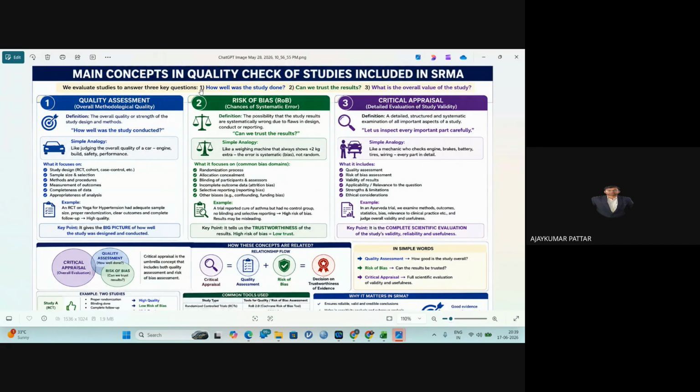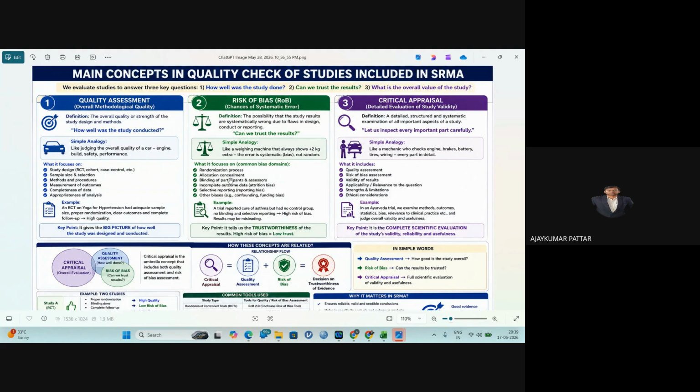So how well the study is done is quality assessment. In risk of bias, we ask whether the results they have mentioned in their papers, for example, in this particular paper, that the systolic blood pressure is reduced by this much, diastolic blood pressure is reduced, whether we can trust that result. So how to check that? We have the tools, especially ROB.